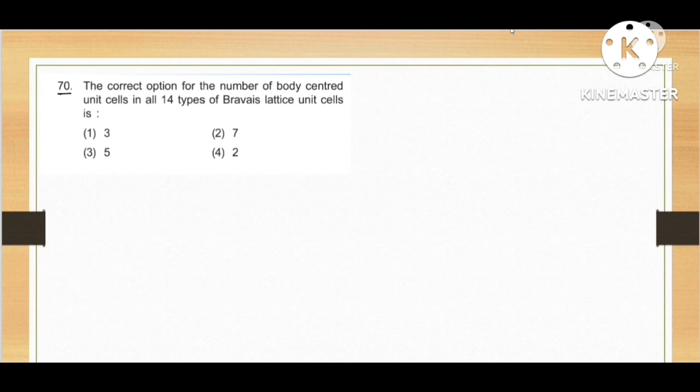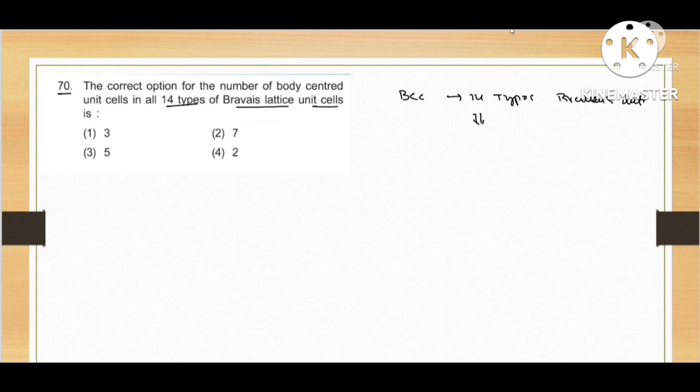Now let us see the 17th question. The correct option for the number of body centered unit cells in all 14 types of Bravais lattice unit cell. They ask how many BCCs are present in the 14 types of Bravais lattice unit cells.